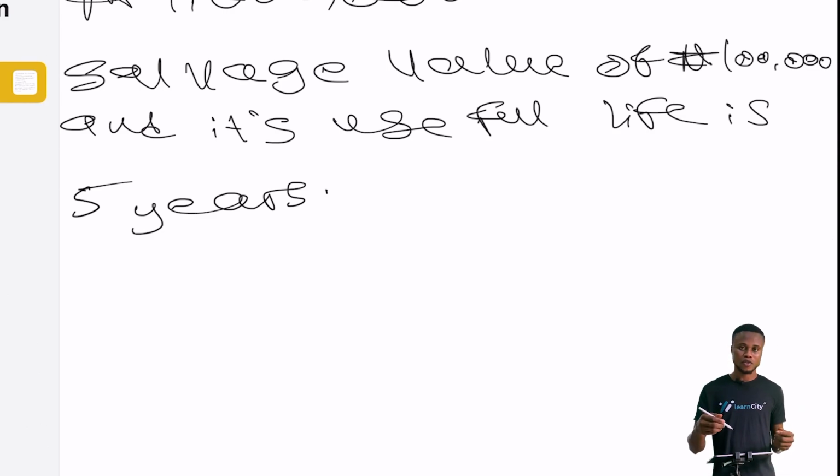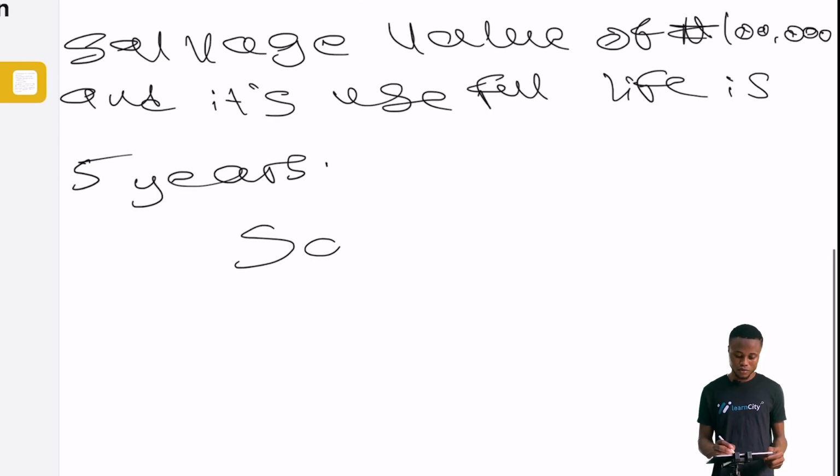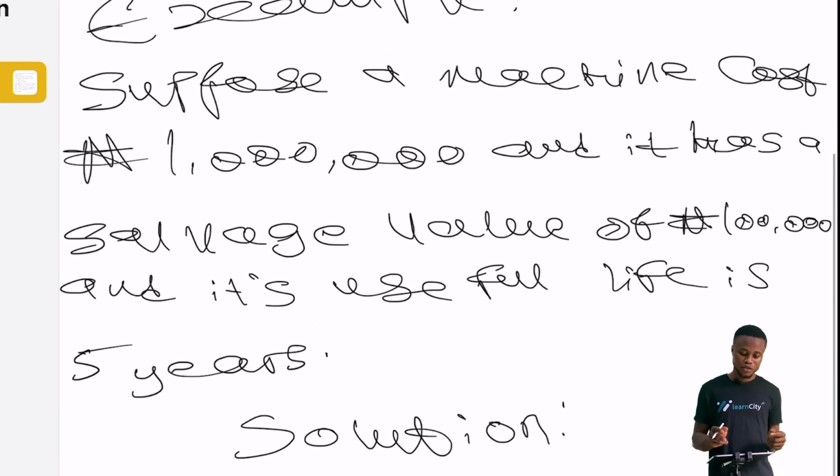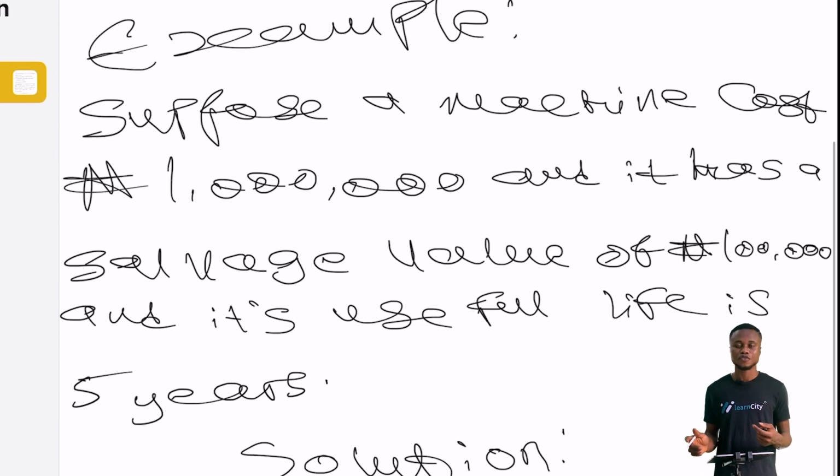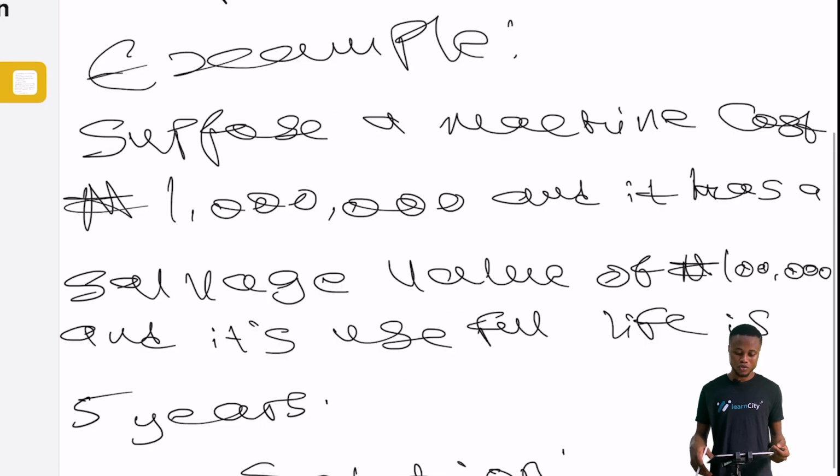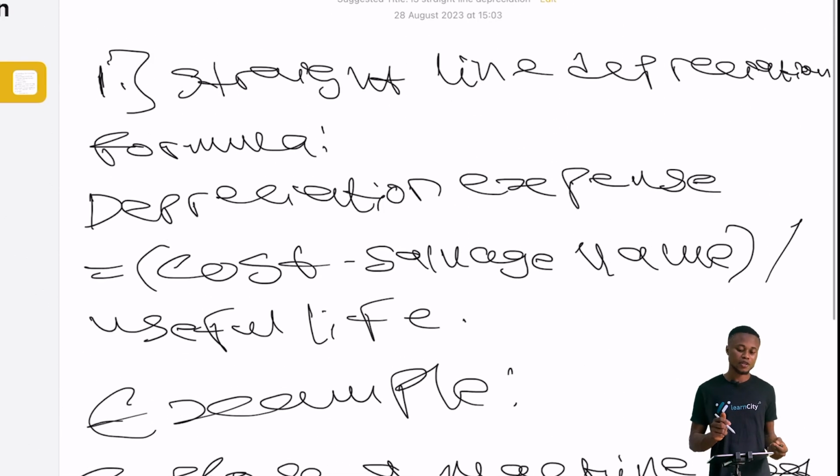Before solving this type of question, we first need to write our solution. Before I start solving it, let me explain a few things. The formula I gave earlier talks about the useful life of an asset, and it also talks about the cost and the salvage or scrap value. So we are going to make use of the straight line depreciation formula here.